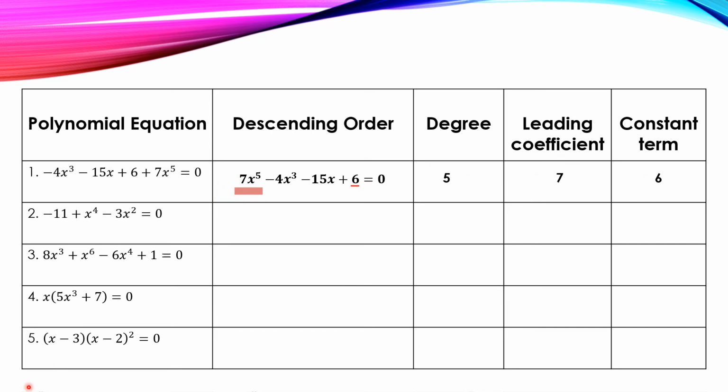Okay, let's try number 2. Negative 11 plus x raised to 4 minus 3x squared equals 0. So what is the descending order? Let's see. The correct answer is x raised to 4 minus 3x squared minus 11 is equal to 0. And the degree here is 4. And the leading coefficient is 1.